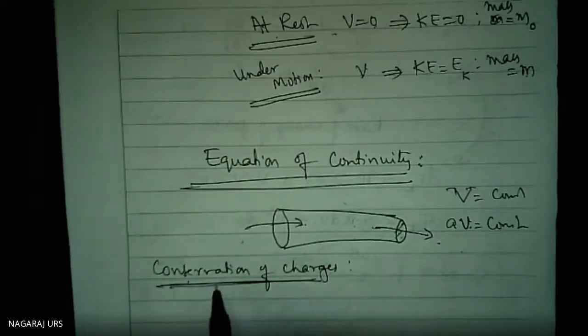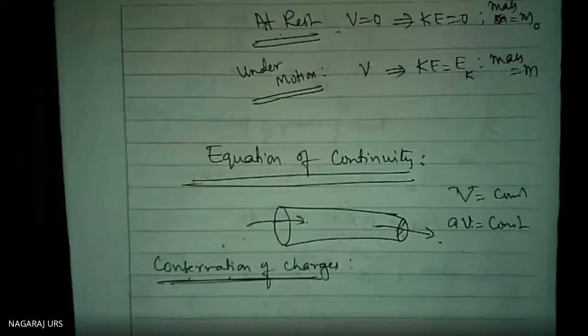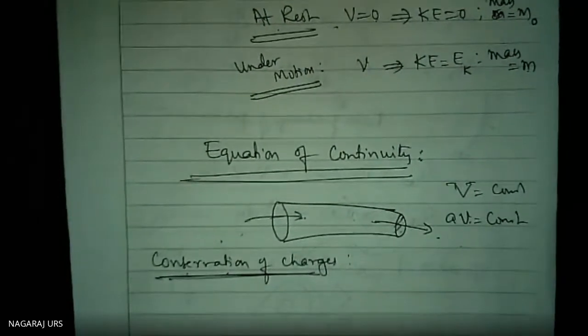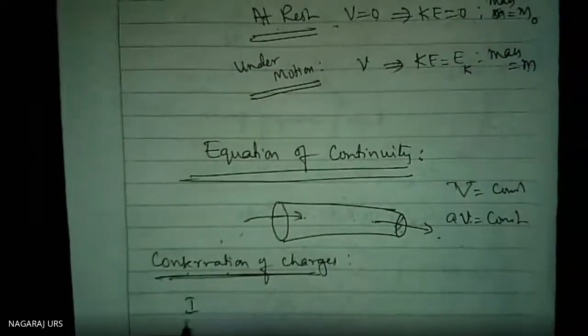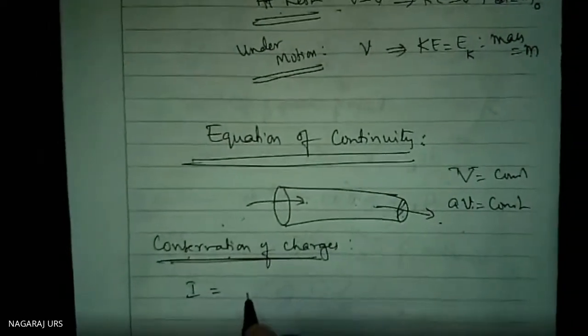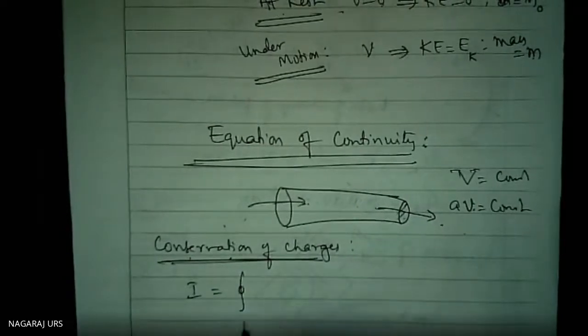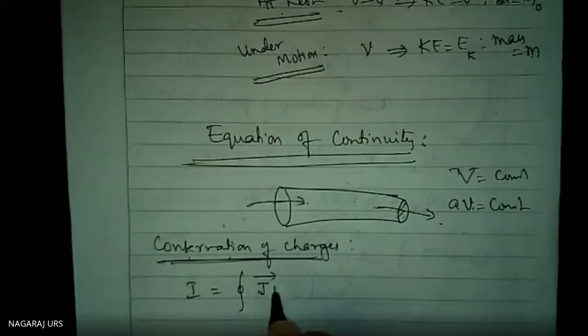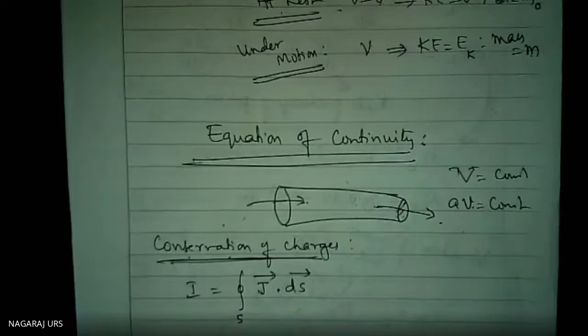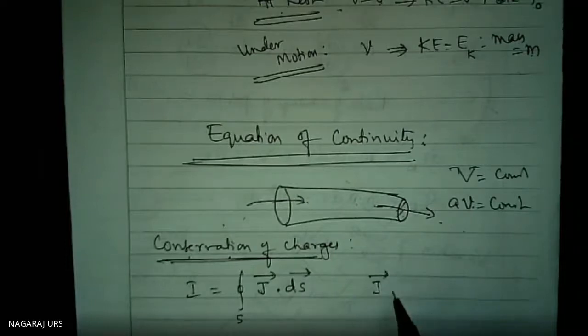I had to apply this idea for charges. So this is conservation of charges, and let us derive the idea now, for about 5 marks. Derive the concepts. We already know the total electric current is given by I equals closed integral of J dot dS over a closed surface, where J is called the current density. J is current density.